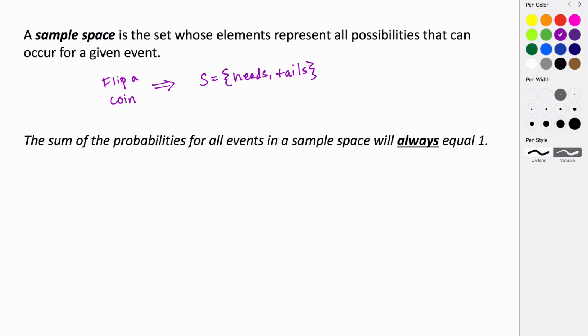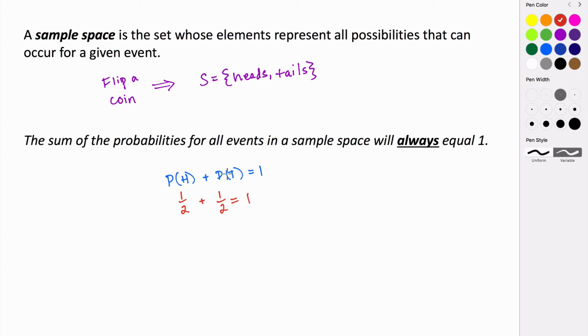Now, when you're talking about probability, the sum of all of the probabilities for all of the events in a sample space will always add up to be 1. So if we're looking at the probabilities for each of these, if we assume that the coin is fair, we assume that there's an equal probability of flipping heads and tails. So the probability of flipping a heads plus the probability of flipping a tails should be equal to 1. And like we said, if they have equal probability, the probability of flipping a heads is half. The probability of flipping a tails would be half of the time. So we add those up and they get 1. So this is a sample space. The sum of all the probabilities in a sample space should be 1.